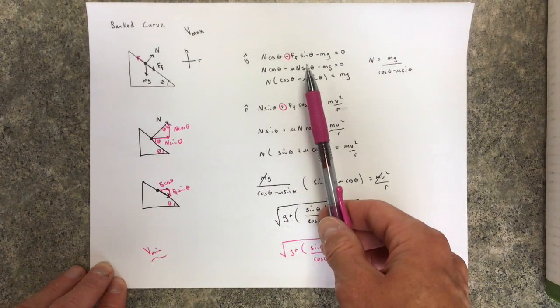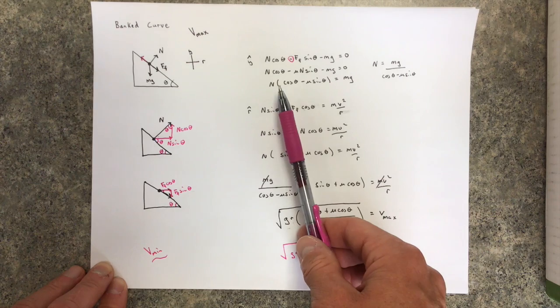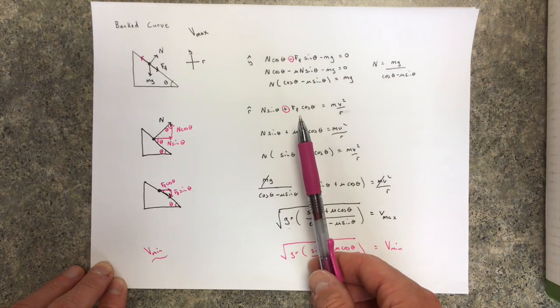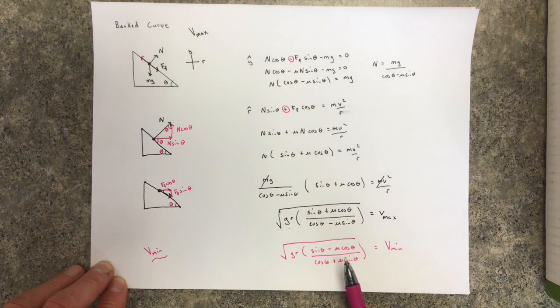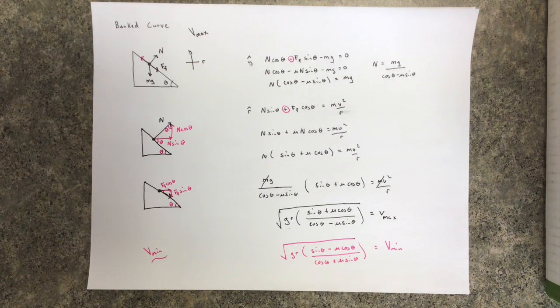We're going to use this equation to solve for the normal force. We're going to rewrite friction as mu times the normal force, and then we're going to plug in, and then we're going to do some algebra to get to that point.